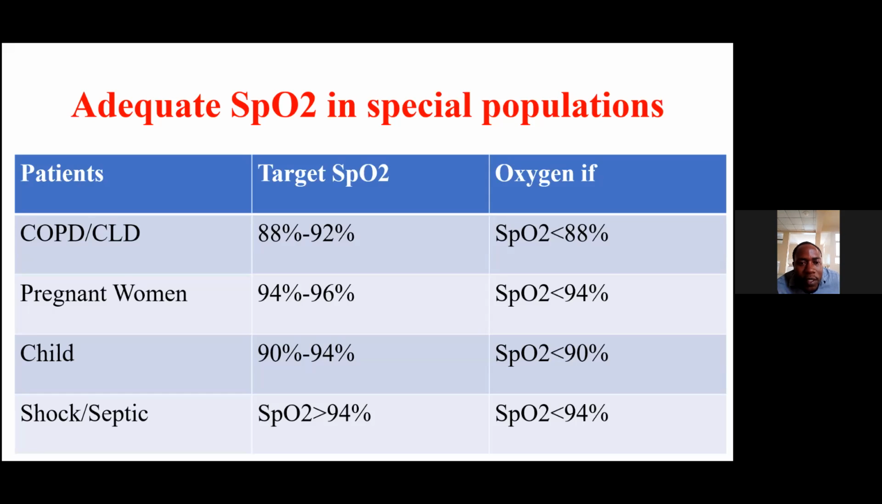In children or infants, it's a bit lower compared to pregnant women or the general population who are acutely decompensating, where you target above 92%. In children, you aim to give oxygen when they are desaturating less than 90%.